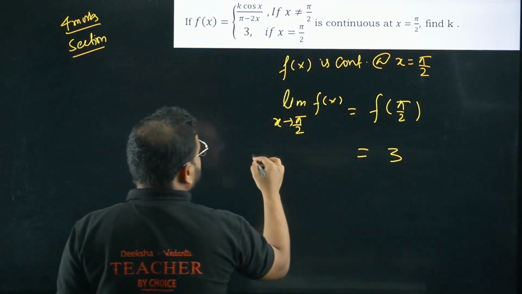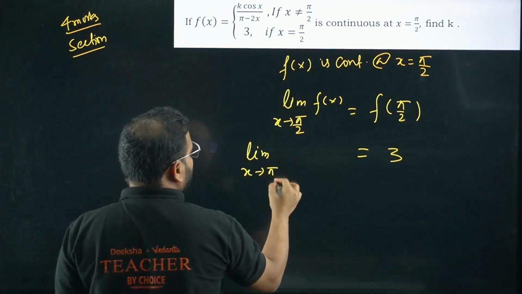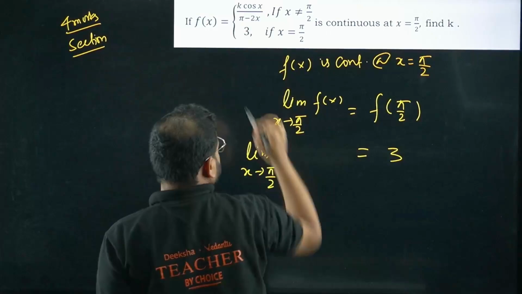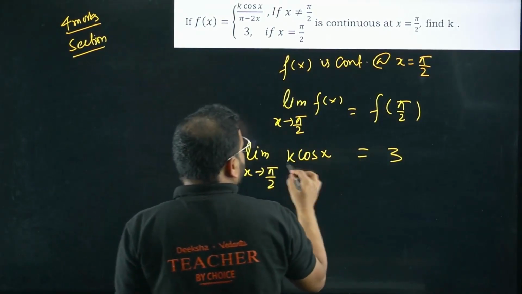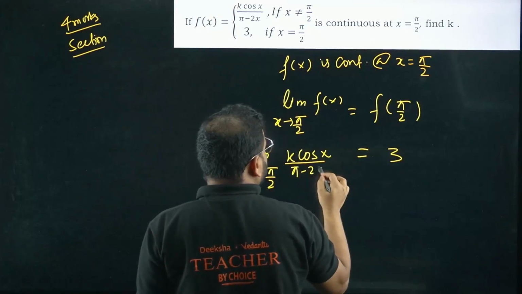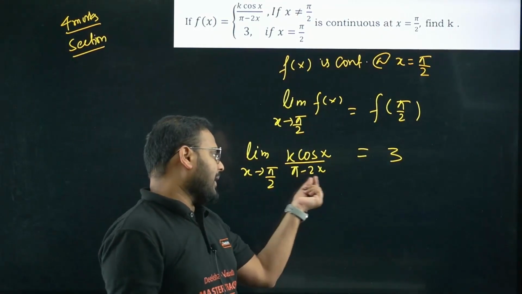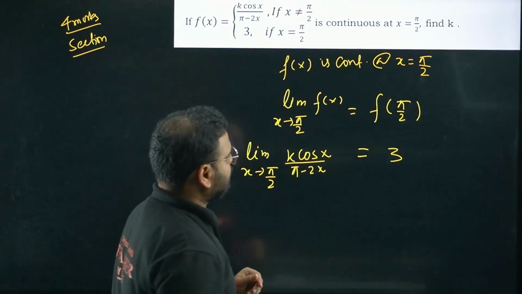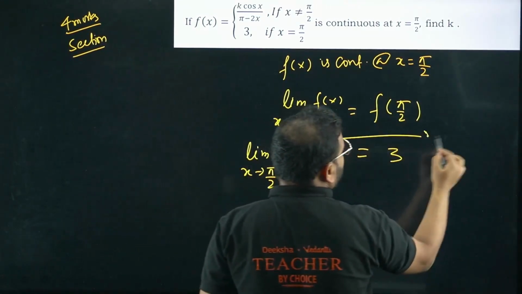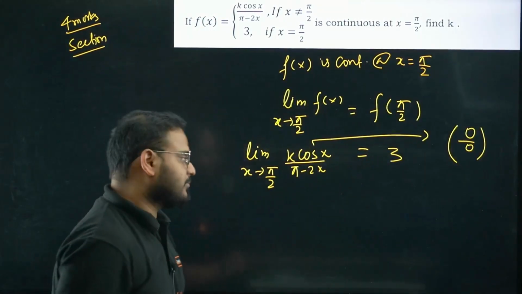What about this? We'll replace the function. So we get here the limit x tends to pi by 2. What's the function given? Please check this, k cos x by pi minus 2x. Now if you put pi by 2 here, it will become pi minus pi, so 0, and cos of pi by 2 will also be 0. So this form is nothing but the indeterminate form 0 by 0. You can't take the limit of that. You have to make some changes.